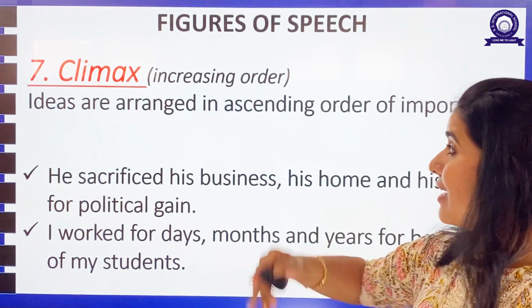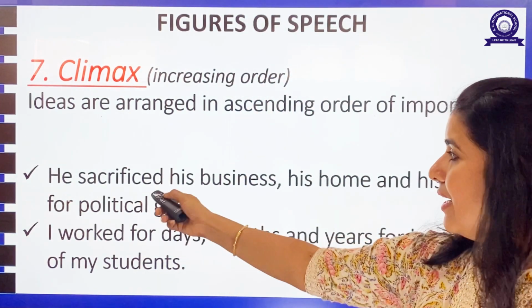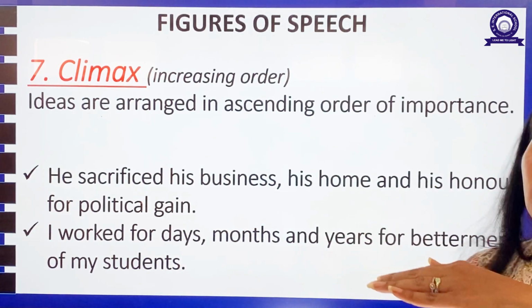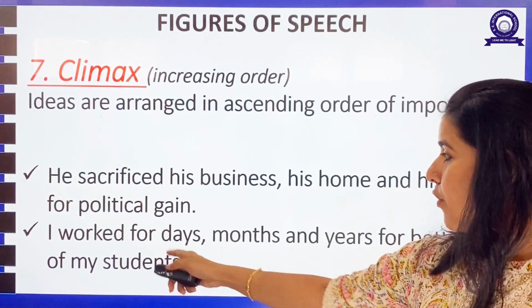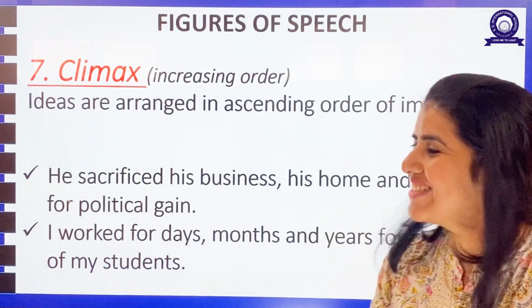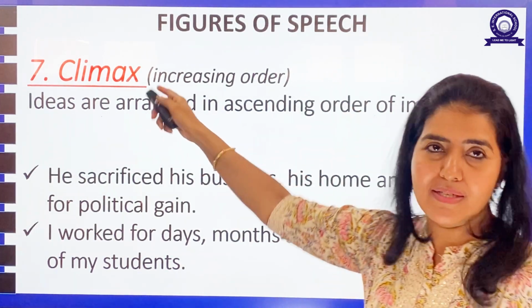Climax. Climax is nothing but the ascending or increasing order in a sentence. He sacrificed his business, his home, and his honor for political gain. So you see there is some order in the sentence. I worked for days, months, and years for the betterment of my students. So you see, whenever there is an increasing order in the sentence, it is climax.